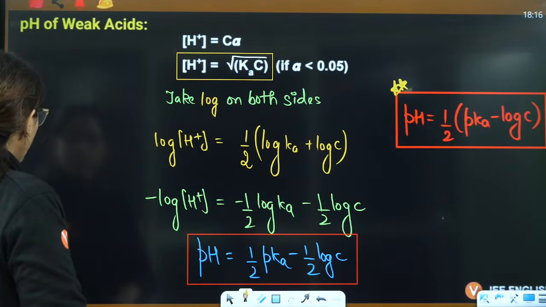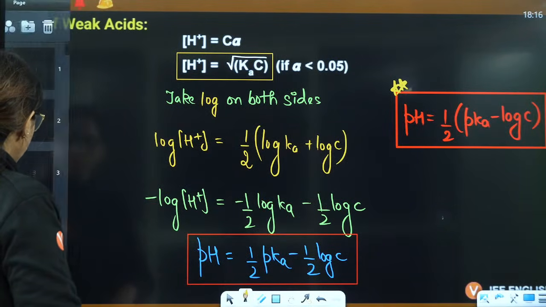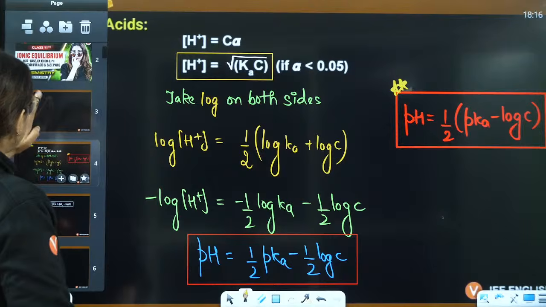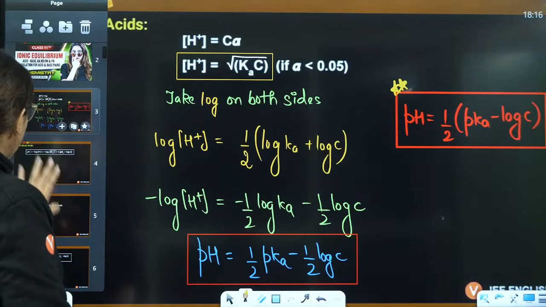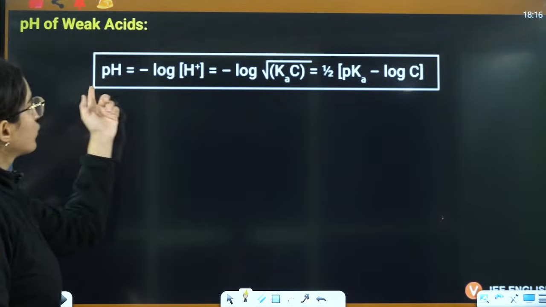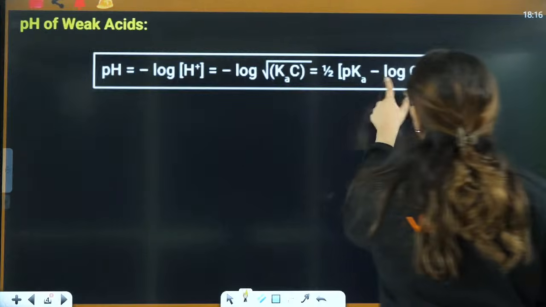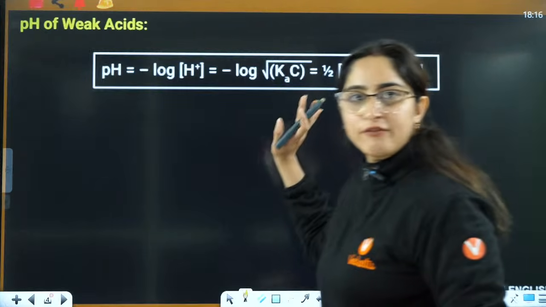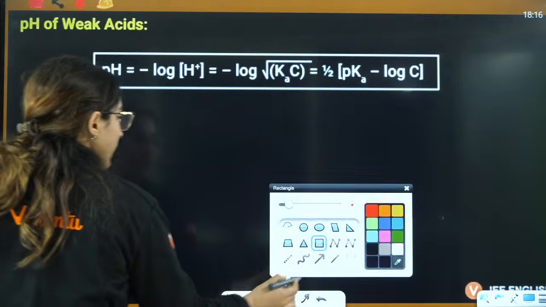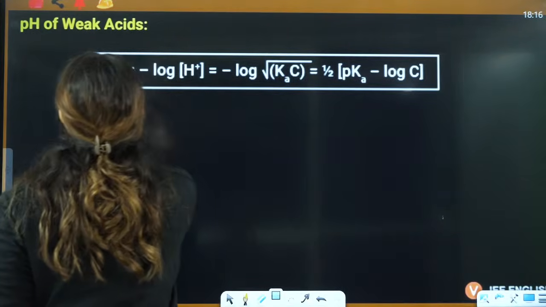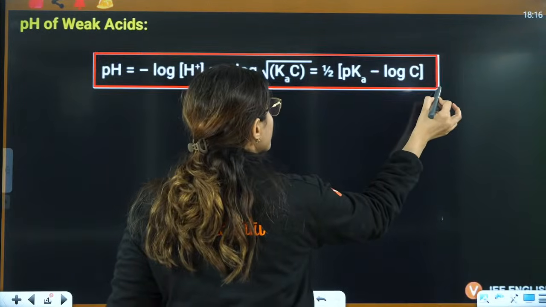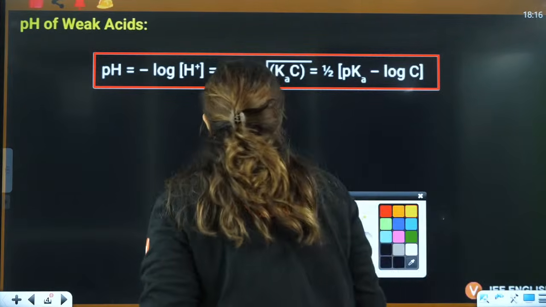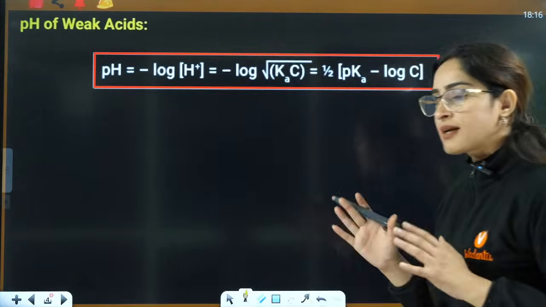Now, let's move ahead and do more things. That we have done, right? And this is the formula that I told you, pH is equal to half into pKa minus log of C. We have also derived this formula. But is derivation needed for the exam? No. But should you know that? Definitely yes, you should know from where it is coming, right?